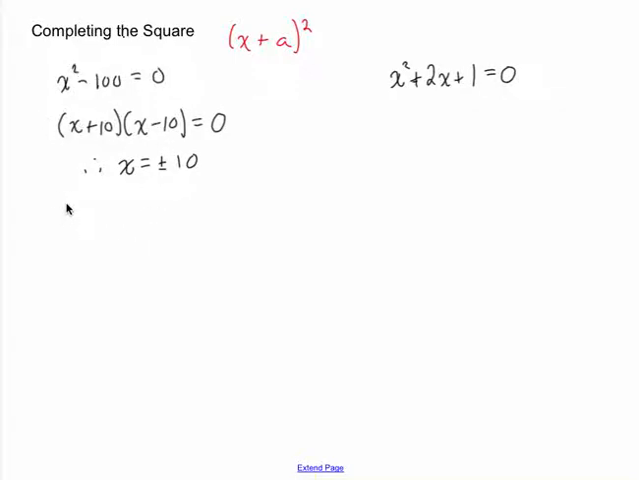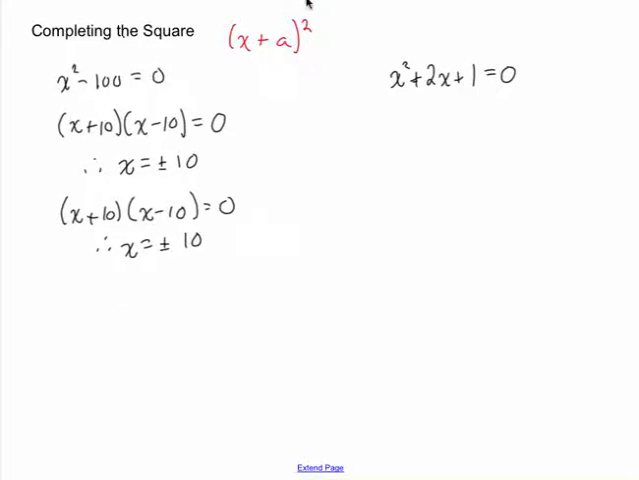Another way of doing it is by looking at this and recognizing that this is a difference of squares. You would factor it by difference of squares, and you would get the same thing. And then you could conclude that x is equal to plus or minus 10.